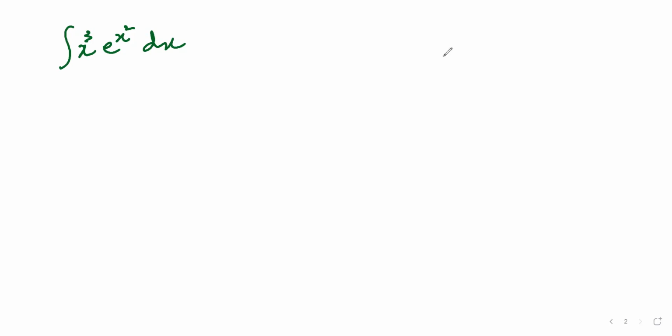If you go with ILATE or LIATE, remember your exponential function will always come after your algebraic or polynomial functions. That means whatever you do, you will have to take the polynomial as u. So we have to use the uv form, because it's a product of two different types of functions. So u is the first, and the second becomes your v.